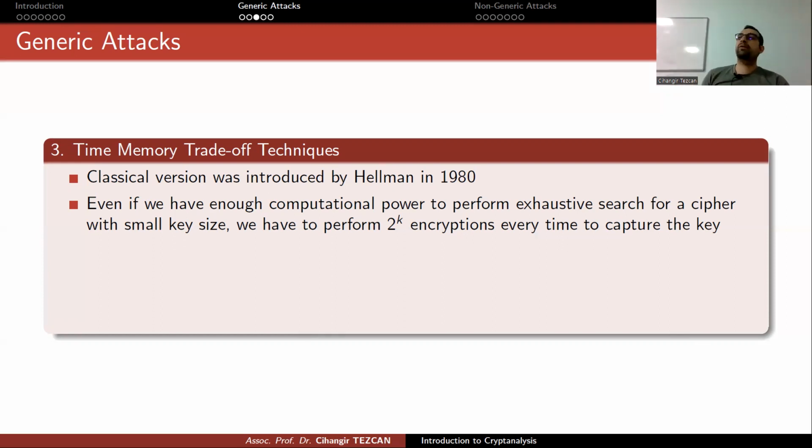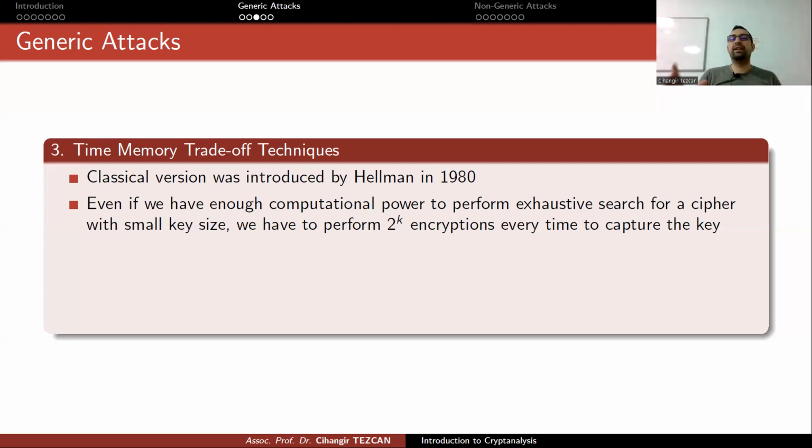So think about the A5/1 stream cipher. The secret key is 64 bits, and I have enough computational power to perform 2^64 operations. It takes months, but I can do it. But the question is, if I want to listen to a GSM communication, I have to record it, and I have to perform this exhaustive search attack for months to listen to it. But for every single communication, I have to perform this attack.